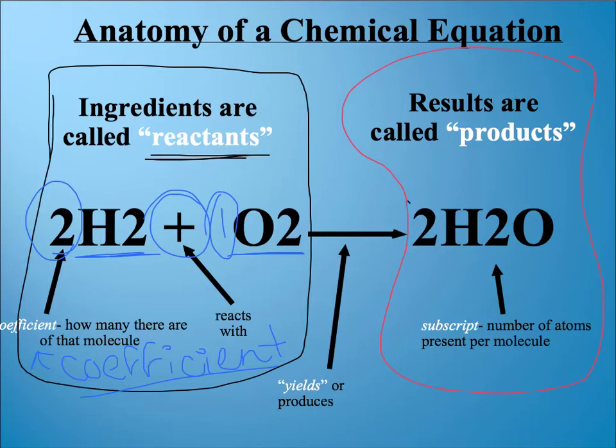Now when we look at our arrow here, our arrow means yields or produces. So the arrow is saying this is where the chemical reaction happens, and it's going to produce our products, which are over here on the other side of the arrow. So looking at the products, it's saying that the products in this reaction are 2 H2O molecules. We got that coefficient 2, H2O. So that's the molecule that's being produced.